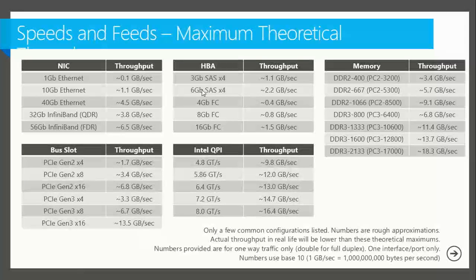That's the math. You also have to look at your PCIe Gen 2 or Gen 3 slots because they also have limits. If you put this InfiniBand card on a Gen 2 x8 slot, you're going to be limited by the speed of the slot, not by the speed of the network. If you put a SAS 6 gig interface on a PCI Gen 2 x4, you're going to be limited by that, not by the SAS HBA. You just have to keep those things in mind.